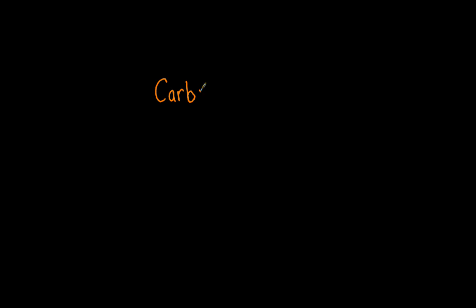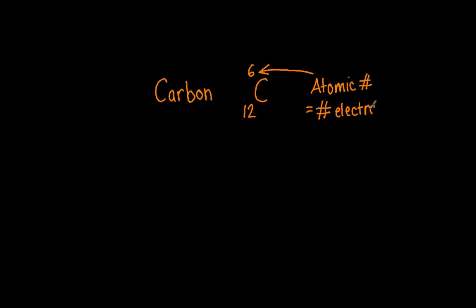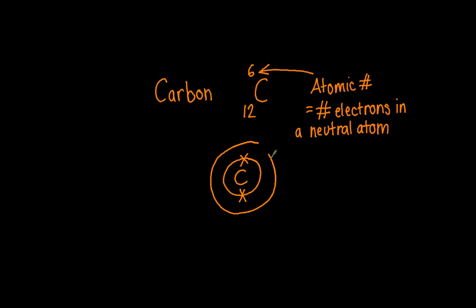So carbon, when we find it on the periodic table, it has an atomic number of 6, and this is the same as the number of electrons in a neutral atom of carbon. So when we draw the structure of carbon, we put 2 electrons on the first shell, since that's the maximum number it can hold, and 4 on the second shell.